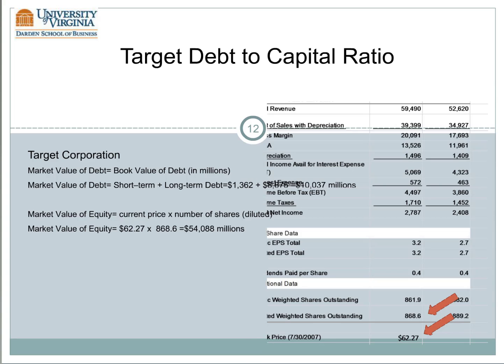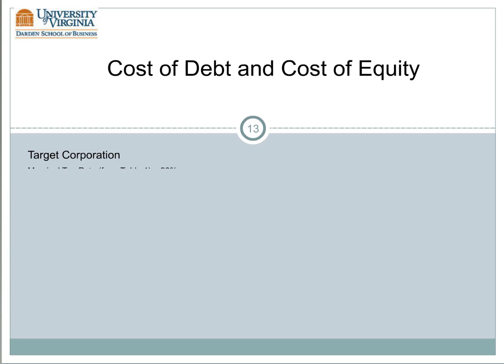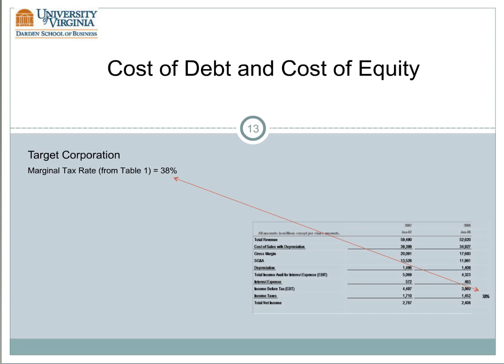$54.088 billion. Target's total capital is the market value of debt, $10 billion, plus the market value of equity, $54 billion, for a total capital of $64.125 billion. This translates into 15.7% debt and 84.3% equity. The marginal tax rate for Target is estimated from the income statement. Using the most current income statement, the tax rate for January 2007 was 38%.